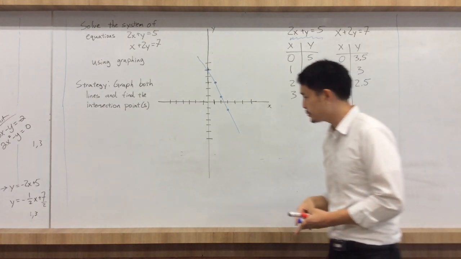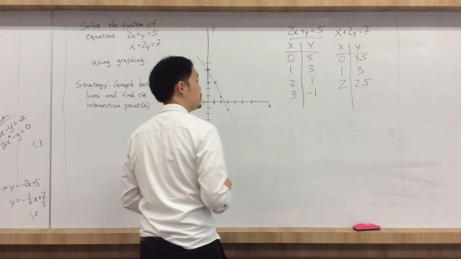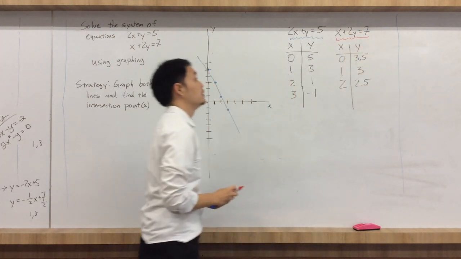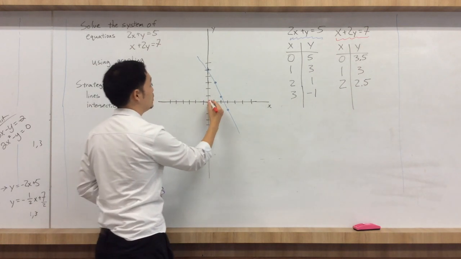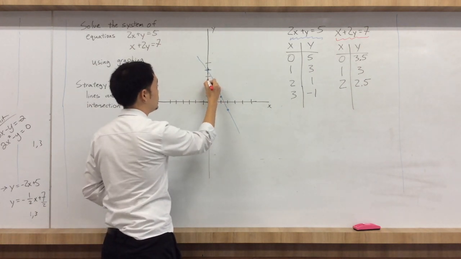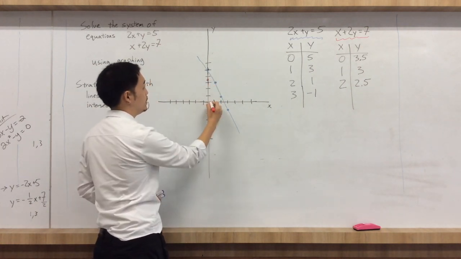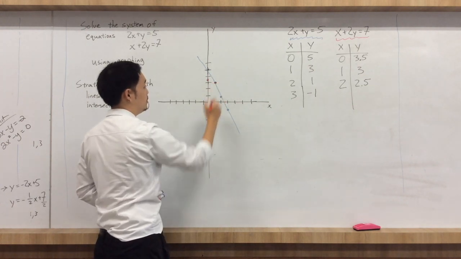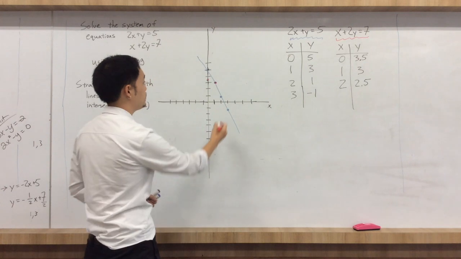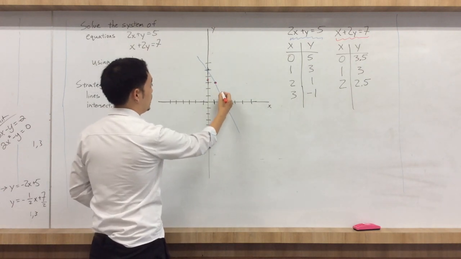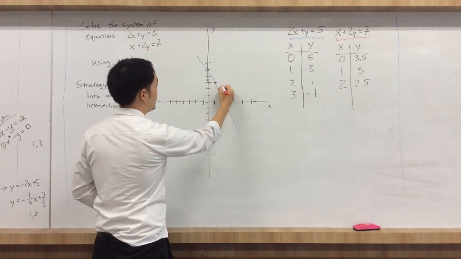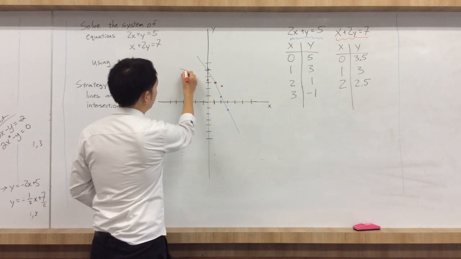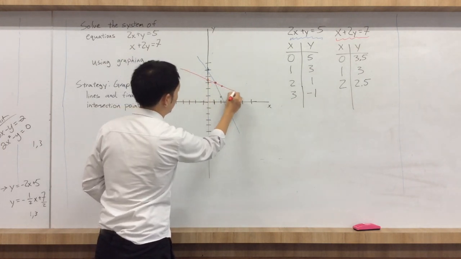So let's go ahead and plot those points on our graph, and let's do that in red. So at 0, 3.5 is our first point. We have 1, 3. Well, looks like we have one of our answers right there. We have 2 and 2.5, which is right there, and you can sort of see our red line coming down like that.